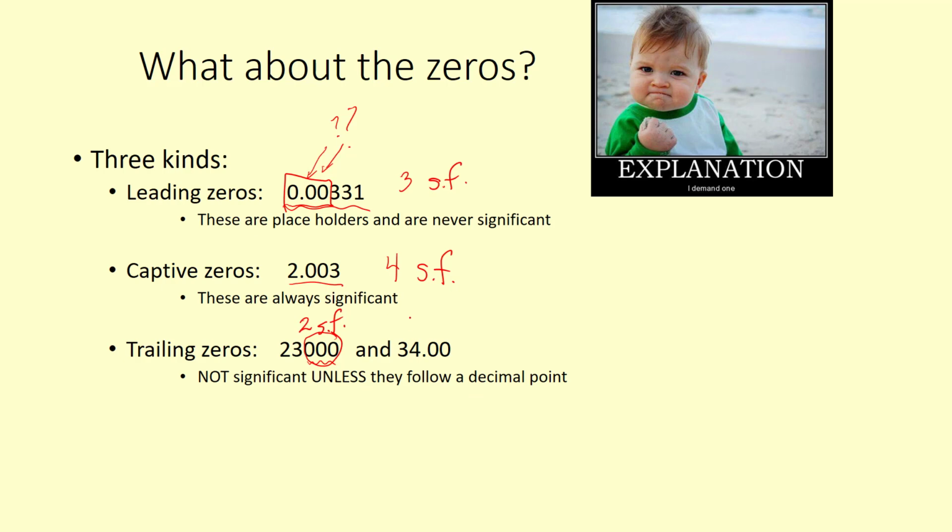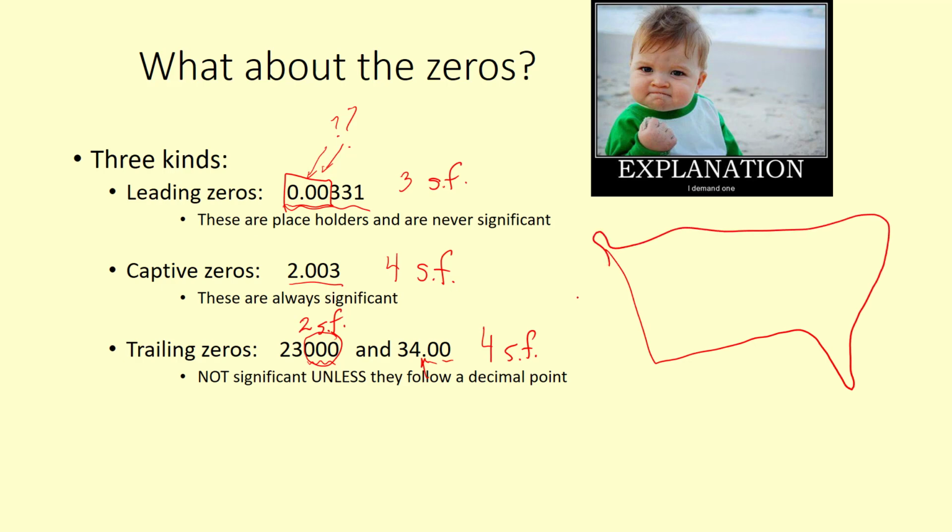But look at this one, 34.00. These are measured because of the decimal place. So this has 4 significant figures. Okay. One rule you can use, if you can tell, this is the United States of America. And over here we have the Pacific Ocean. Here we have the Atlantic Ocean. Put your number in the U.S.